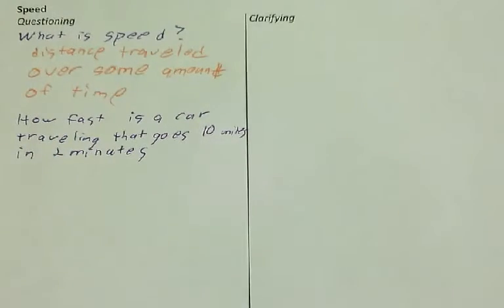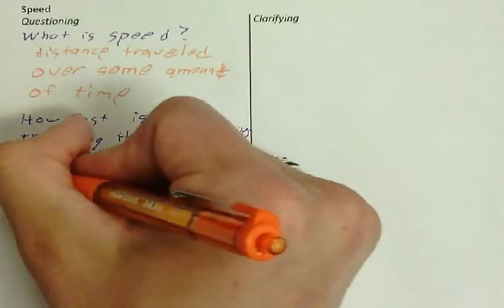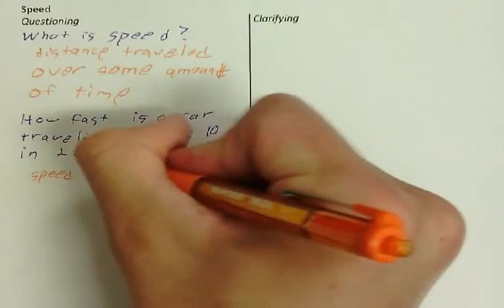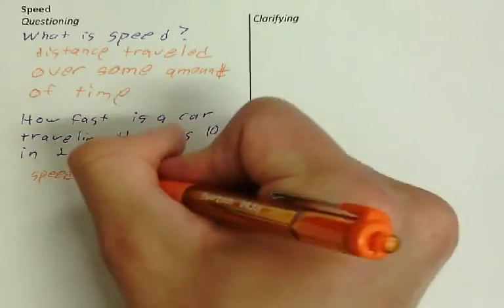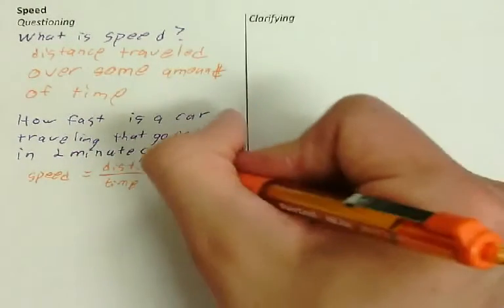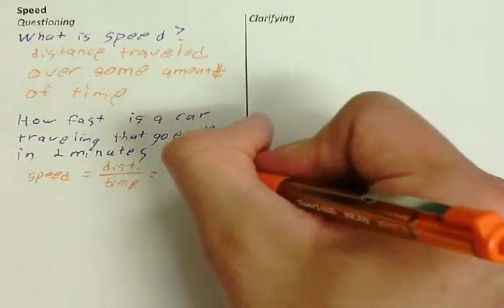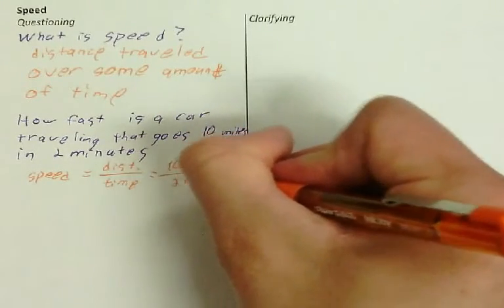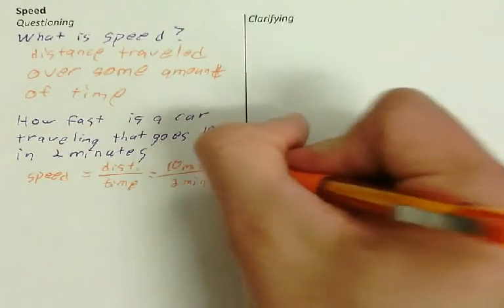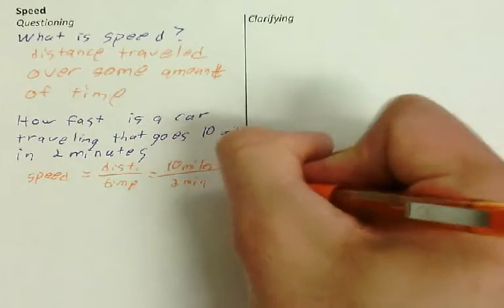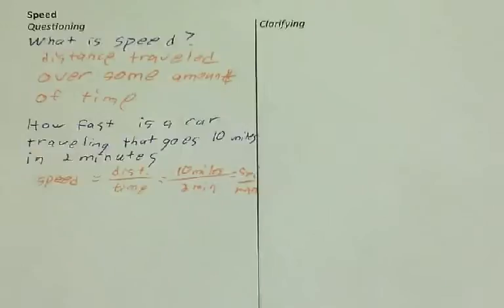Okay, so it gave me the equation. Speed was distance over time. And so 10 miles divided by 2 minutes. Five miles per minute. It's a little hard to read, my apologies.